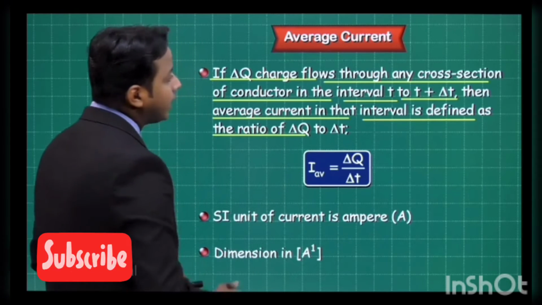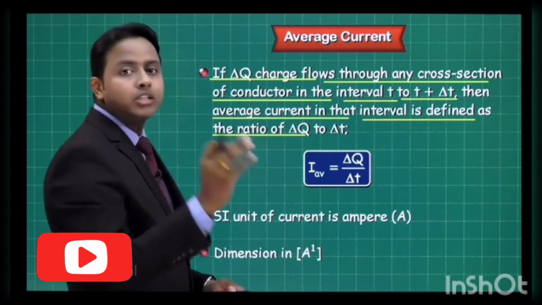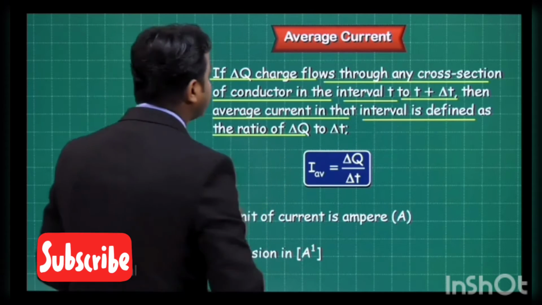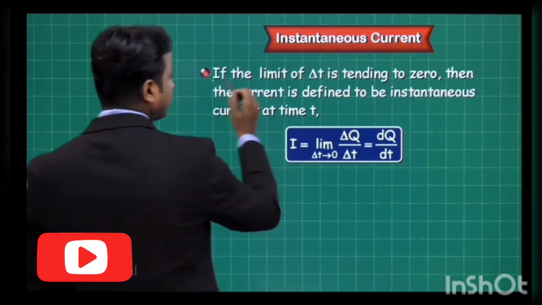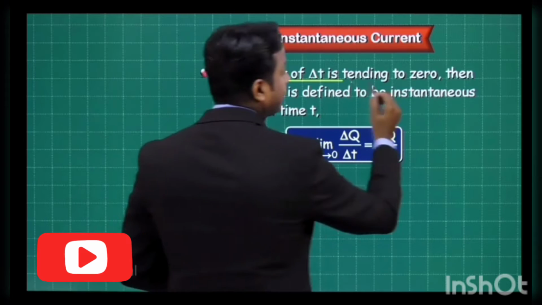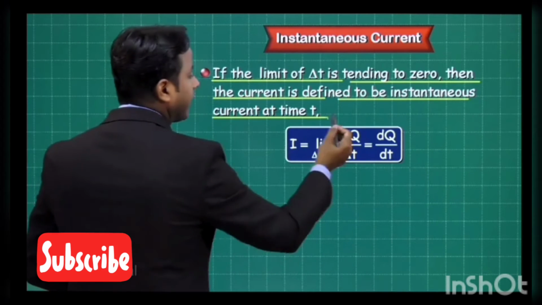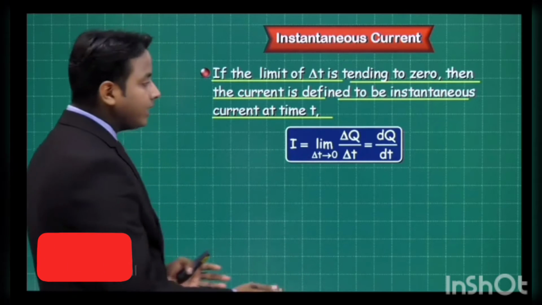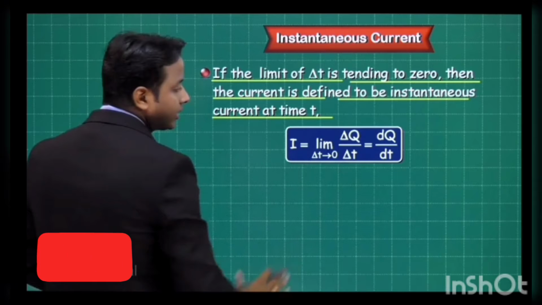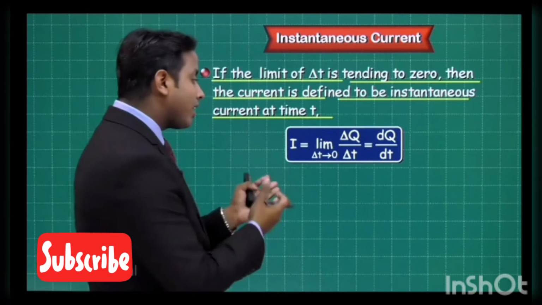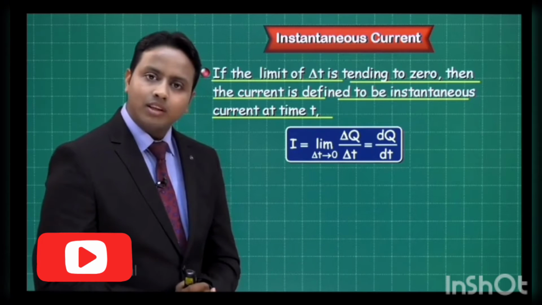Now let's move ahead and see what happens if this delta t reduces to a very small time. We need to find the instantaneous amount of current. So in the limit of delta t tending to 0, the current is defined to be the instantaneous current at time t. If I take the limit delta t tends to 0, delta Q by delta t, I'll get dQ by dt. That means current is defined as the rate of change of charge. I hope this idea is very clear to you.